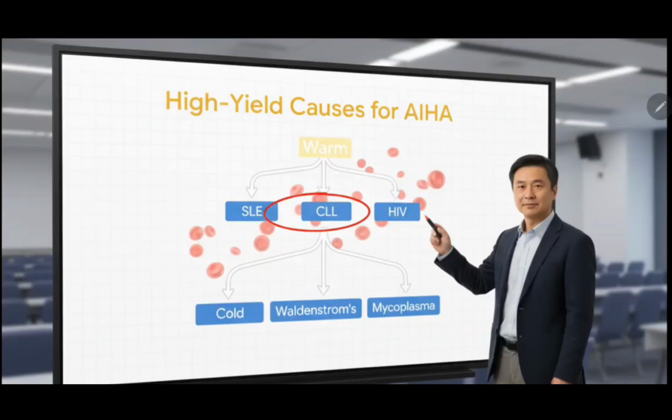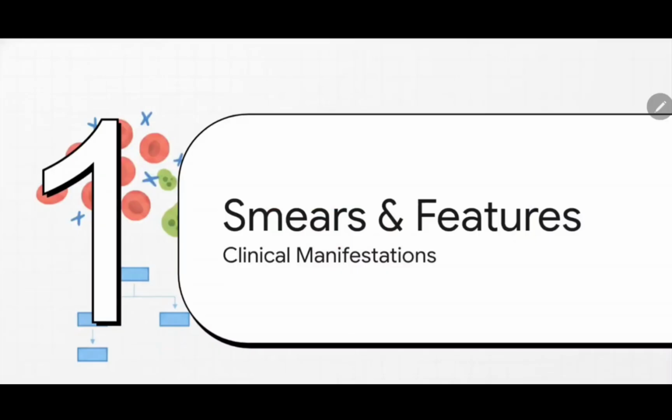Both can be idiopathic, sure, but you absolutely must know the secondary etiologies. For warm AIHA, keep an eye out for autoimmune diseases like SLE, rheumatoid arthritis, or malignancies like CLL, and infections like HIV. Drugs like alpha-methyldopa can also trigger it. Now for cold AIHA, the trigger words in your exams will be Waldenström's macroglobulinemia, or infections like Mycoplasma pneumonia, EBV, and cytomegalovirus. When you see a patient with atypical pneumonia who suddenly develops anemia, your brain should immediately scream cold AIHA.